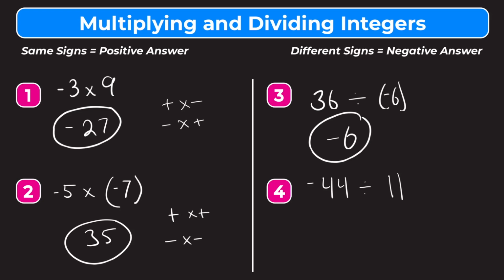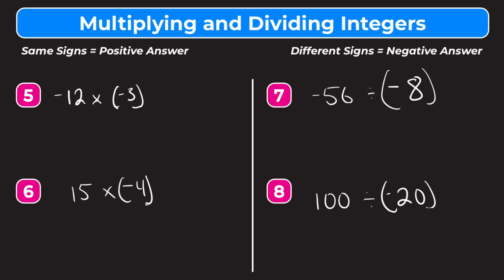So we put a negative sign there, and our answer becomes -6. Number 4, we have a -44 divided by 11. So 44 divided by 11, that equals 4. And we look at the signs of our original numbers. A -44 divided by a positive 11, those signs are different. So our answer is going to be -4. That is our final answer.